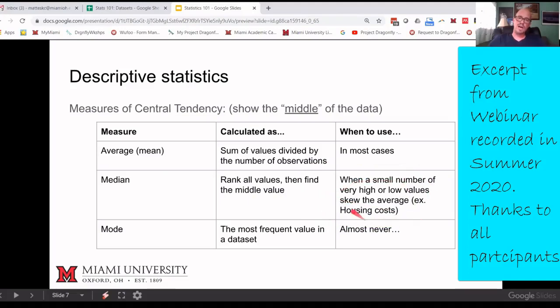So keep that in mind when you might want to use median and when you might want to use mean. You're going to want to look at your data to see where it makes sense.